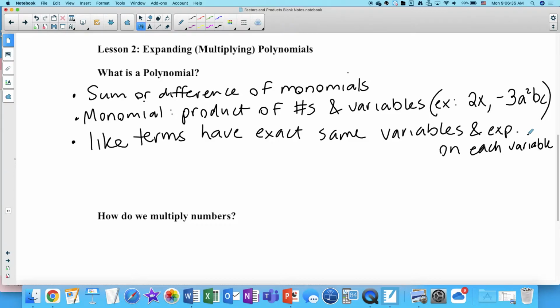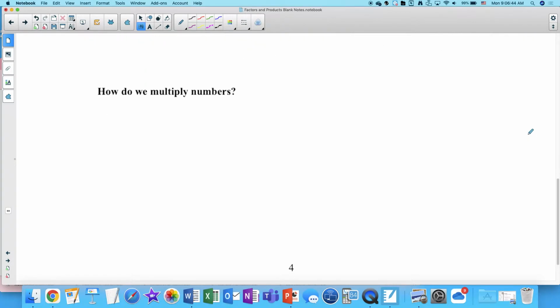Okay, so we did quite a bit of review on this last week, so I'm going to move ahead. We also talked about this last week. How do we multiply numbers? I just want to review this because this is going to come up quite a bit today in a model that we can use to actually multiply polynomials. It's not the only model that you can use, but it's one of them.